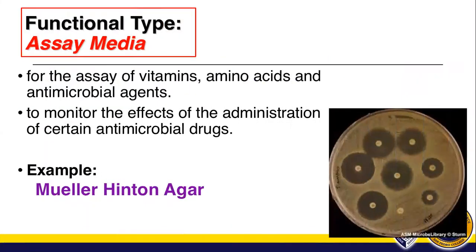And then for assays, so culture media for assays, okay, are usually used for assays of vitamins, amino acids, of course, antimicrobial agent. No, we use this to monitor the effects of administration of certain antimicrobial drugs. Okay, so example is the Mueller-Hinton agar. So this is the Mueller-Hinton agar. Usually it's placed on a larger Petri dish to allow zones of inhibition to spread out. Okay, so we use this for antimicrobial sensitivity testing.